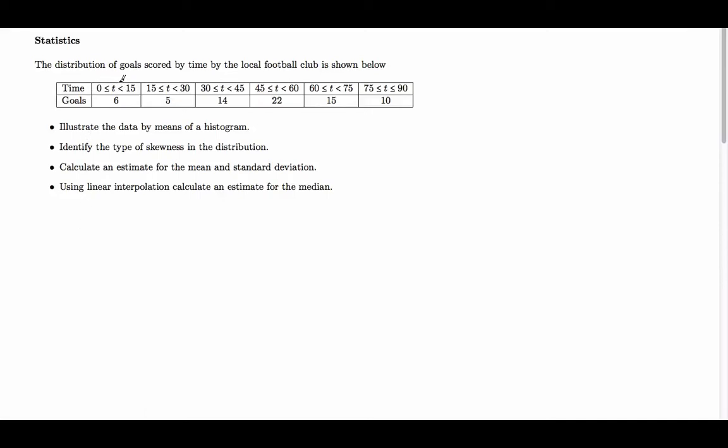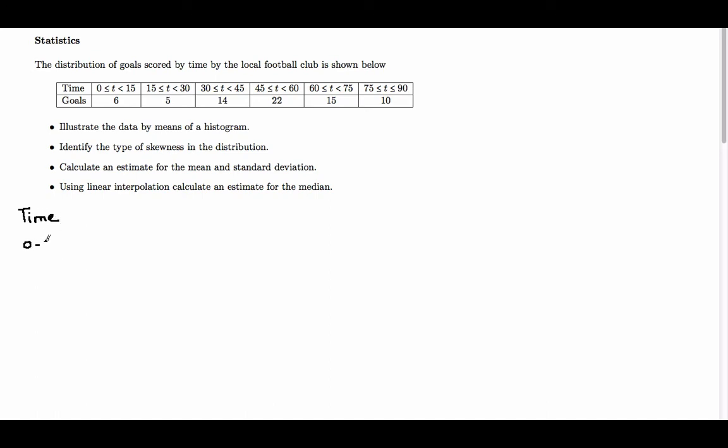For example, we're given the distribution of goals scored by time by the local football club. And the first thing we've been asked to do is illustrate the data by means of a histogram. So the first thing I'm going to do is rewrite my table out. So I've got time.